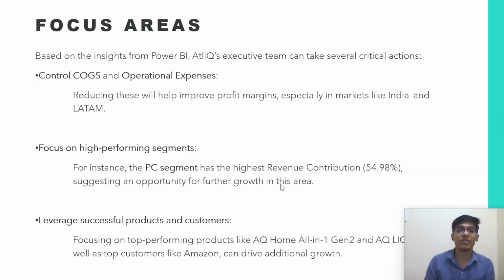Another focus should be on their top performing products as well as top performing customers like Amazon and AQ Home all-in-one Gen 2, so they can grow their profit and increase their business in this area. They should optimize their discount strategies. They should replicate successful campaigns, applying the same marketing campaign that worked for Amazon and the AQ Home Gen 2 batteries to other products to boost sales across the product line.